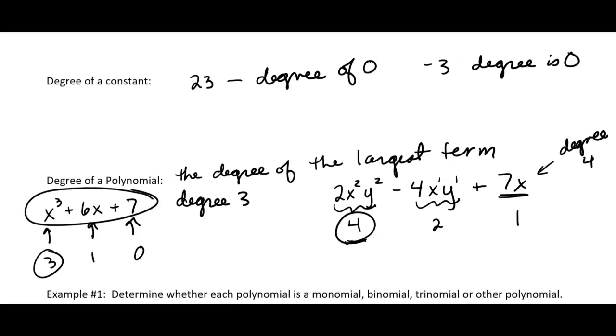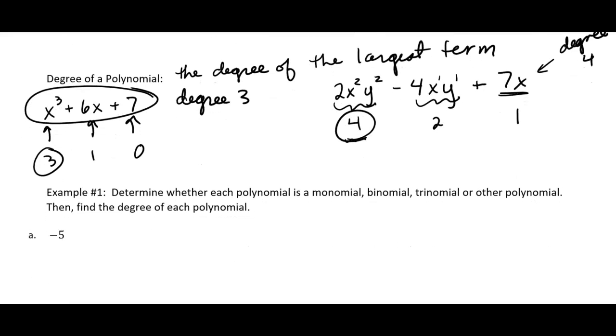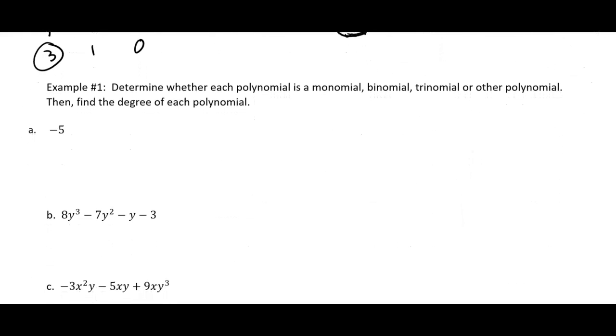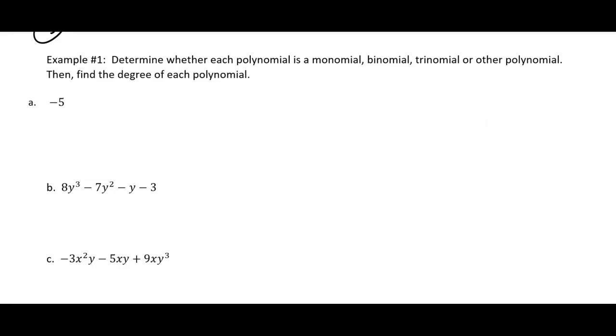Okay? We only use this for so much. If you go out and take more math classes, I'll talk more about the degree of a polynomial. But we want to talk about it. We talk about it, but it's not like the main thing that we do is go around and find the degrees of these polynomials all the time. Okay? But we will talk about it. So here's the first example. Determine whether each polynomial is a monomial, binomial, trinomial, or other polynomial, and then find the degree.